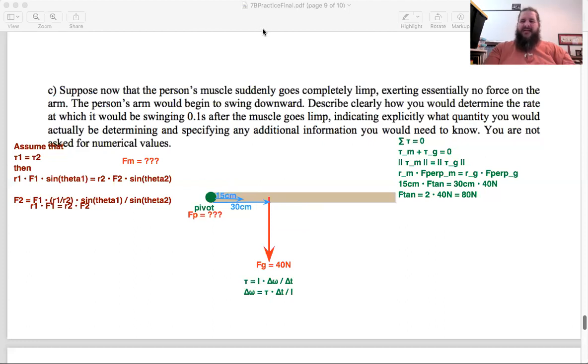Any other questions on that? All right, then let's take a look at this other question with the, where was it? The capacitors.